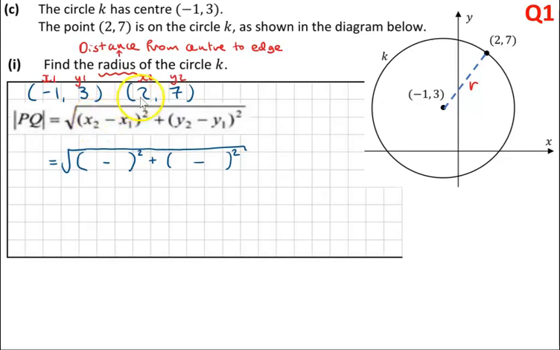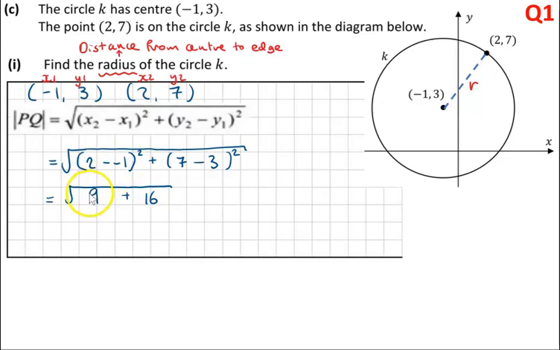So x2, I'm going to sub in as 2. Then I have minus, because that was already in the formula. And then x1, I'm going to sub in as minus 1. So be careful here because you've got 2 minus minus 1. Then y2, I'll sub in as 7. And then I have the minus from the original formula. And then y1, I'll sub in as 3. You can just stick this straight into the calculator if you want, or you can work it out step by step. So 2 minus minus 1 is 2 plus 1, which is 3.